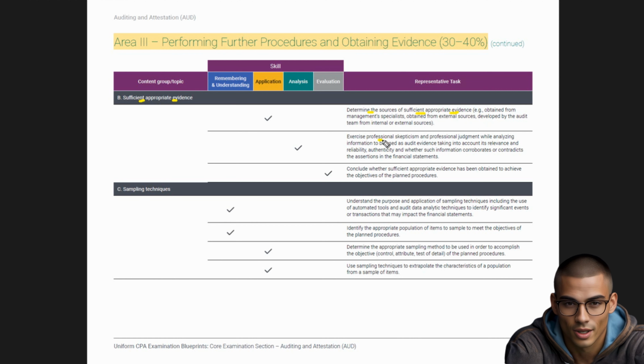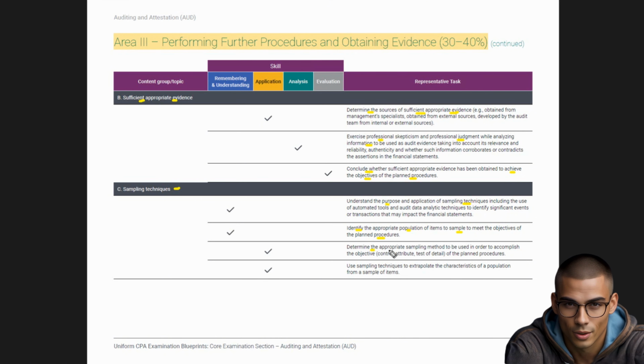We'll need to exercise professional skepticism and professional judgment while analyzing information. And we'll need to be able to conclude whether sufficient appropriate audit evidence has been obtained to achieve the objectives of the planned procedures. Next, you'll need to understand sampling techniques, where you'll need to understand the purpose and application of various sampling techniques. You'll also need to be able to identify the appropriate population of items to sample to meet the objectives of planned procedures.